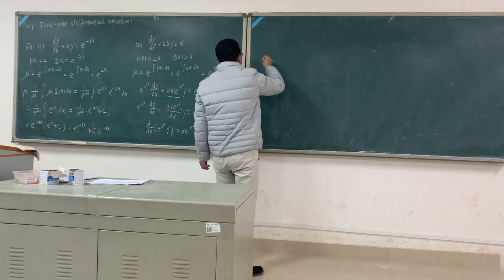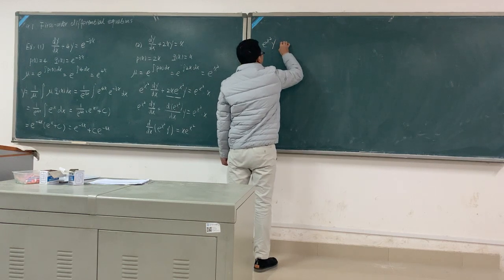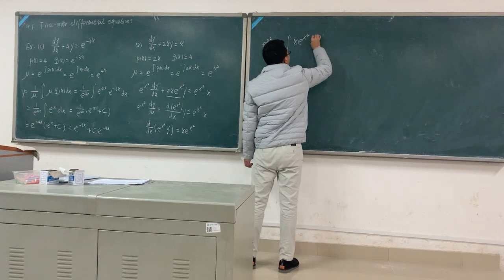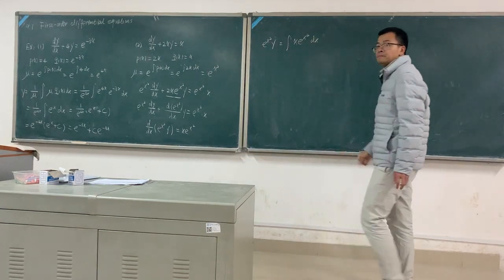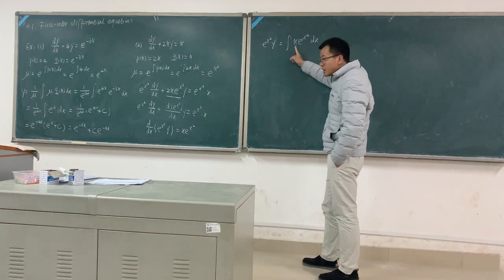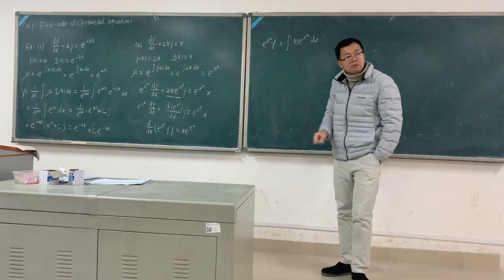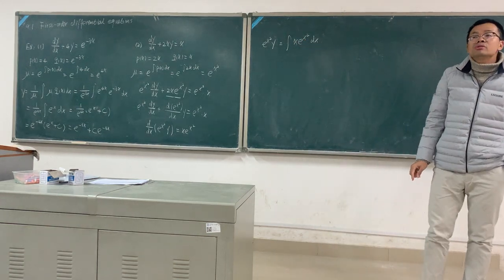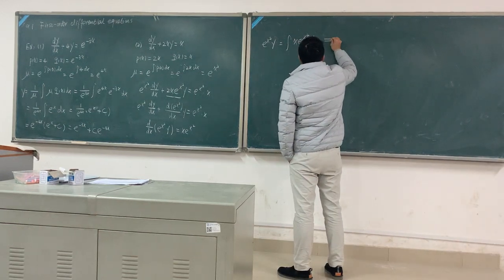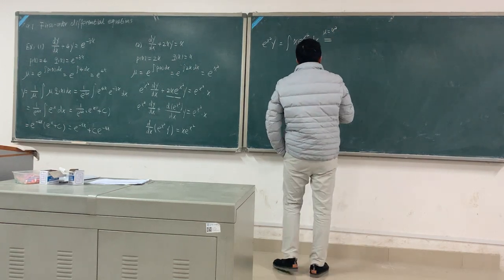So here we have e to the power x squared times y equal to the antiderivative of x e to the power x squared dx. Now for this one, how to find the antiderivative of x e to the power x squared? We use u substitution. We let u equal to x squared.